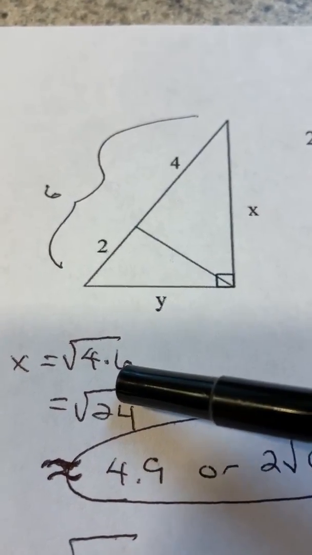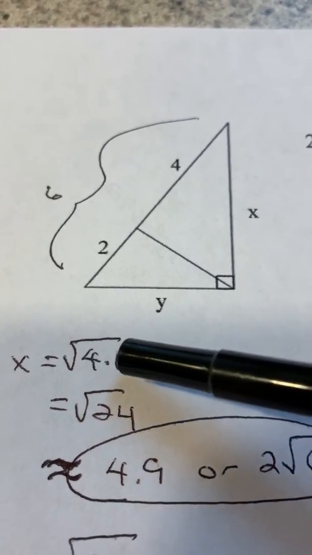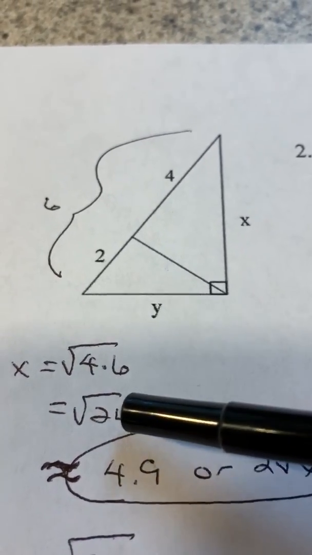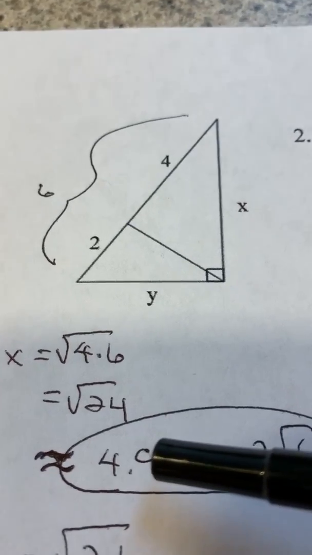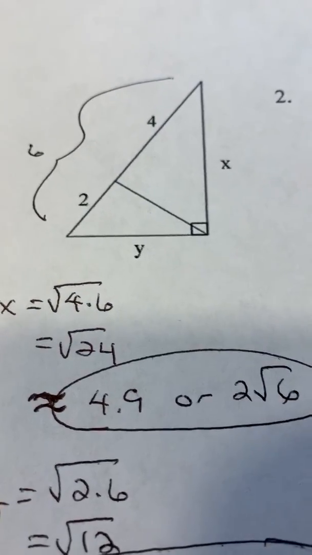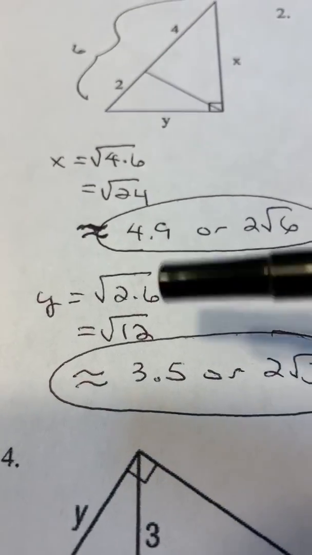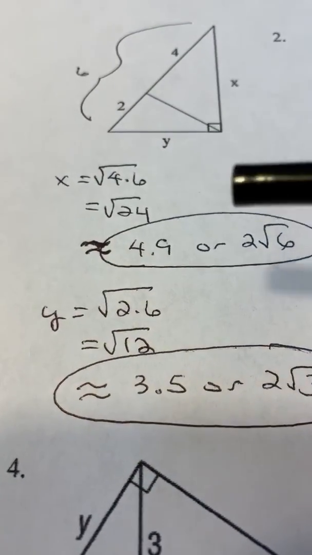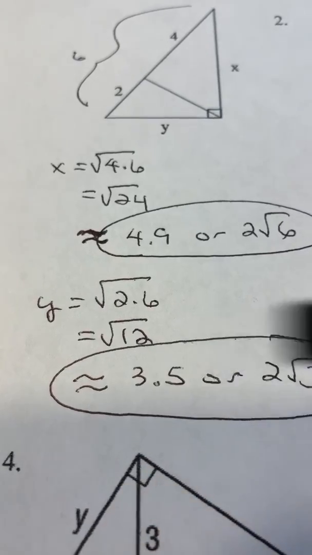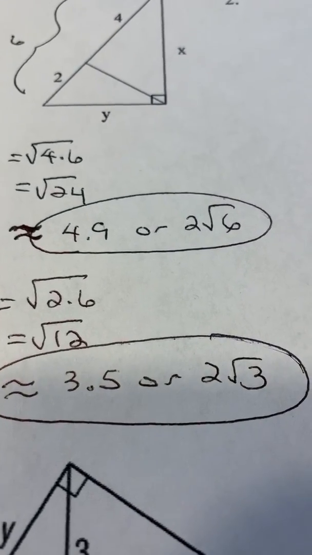So here you can see the pairing for x, 4 and 6. Take the square root of those two numbers. That's 24. Approximately 4.9. By hand, 2 root 6. Same problem, going back to find y. Again, we said 2 and 6. That's 12. Approximately 3.5. By hand, 2 root 3.